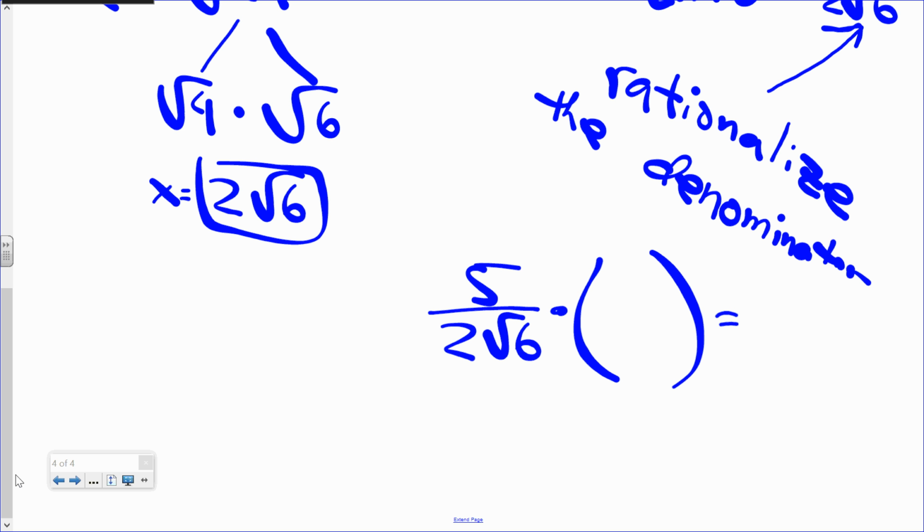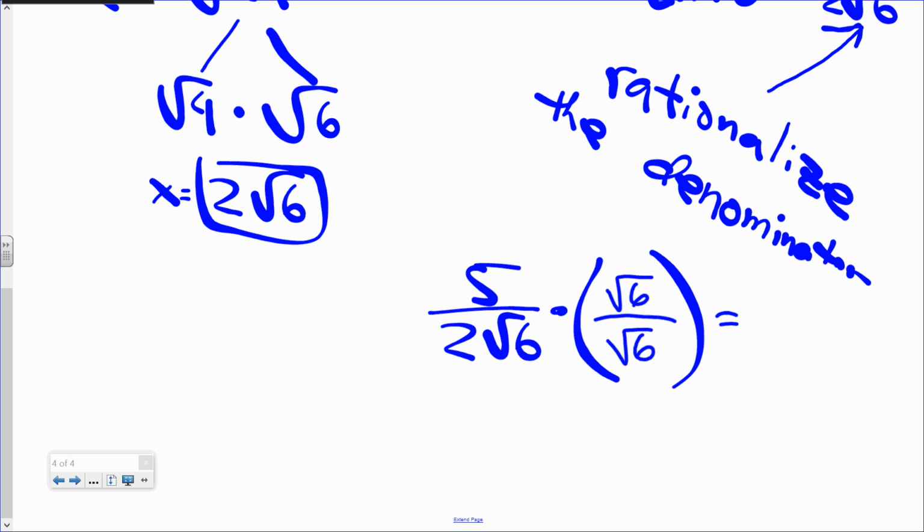All right, I'm going to give it to you. Here we go. Write this with me. Look at the form of 1 I'm going to use. Watch this. Radical 6 over radical 6. Isn't that 1? That's 1. And watch what happens.